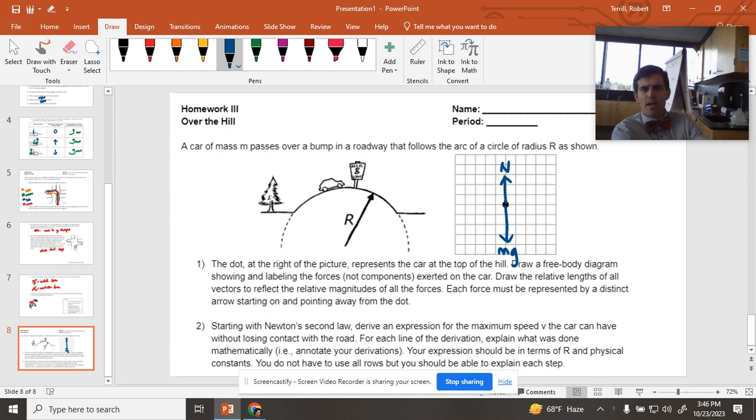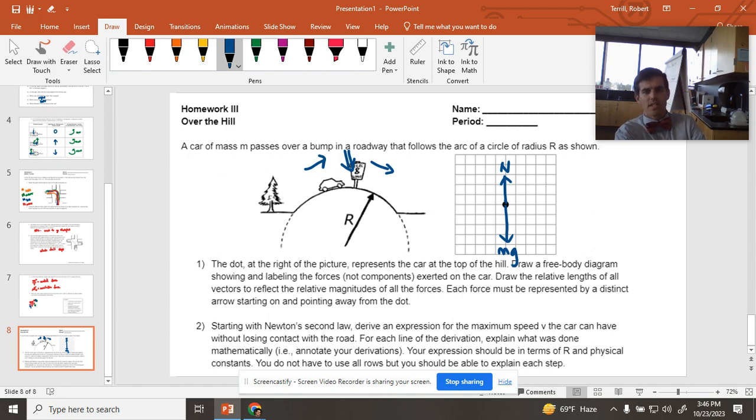I have more force of gravity than I have normal because this car is going up the slope and then a few seconds later it's going down the slope. So it has to have an acceleration and therefore a net force down towards the center. So I need more downward force than I have upward force.